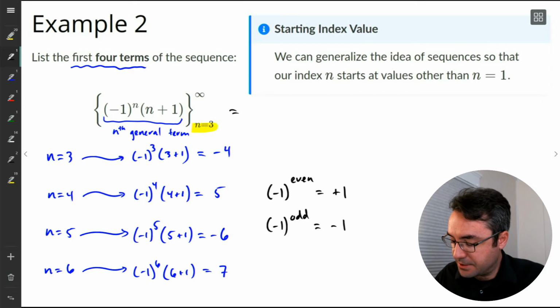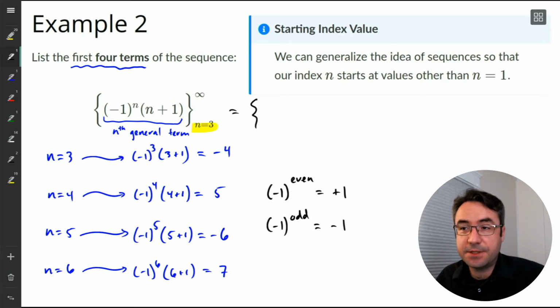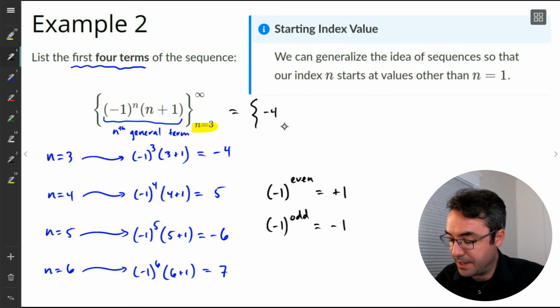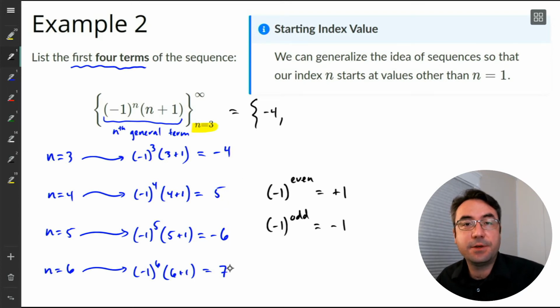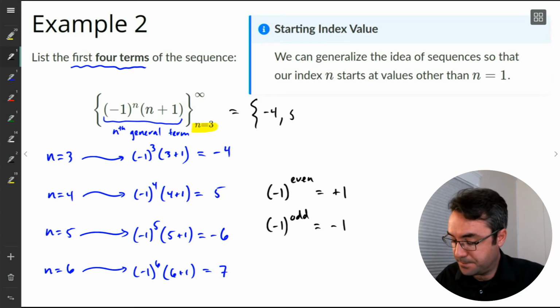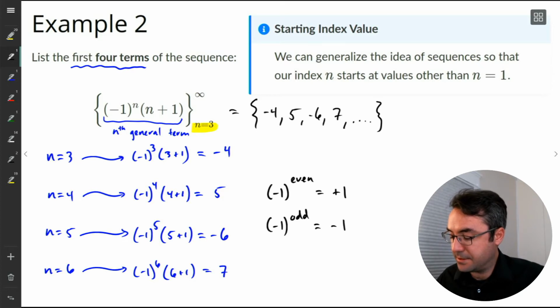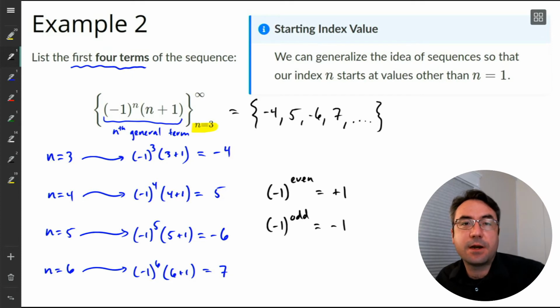All right, so let's write down our sequence then, another representation for this sequence. So our first term is where our starting index is, n equals 3. So our first term of our sequence is going to be -4. And then we just write them in increasing order. So the next term is going to be for when n is equal to 4, so 5. And then we write down our next term, which was -6, and then 7. And then we put some dots to indicate that our sequence continues on. All right, so that's really it. Just plugging in, and we see that we can relax our starting index value here. Perfectly fine to do this.